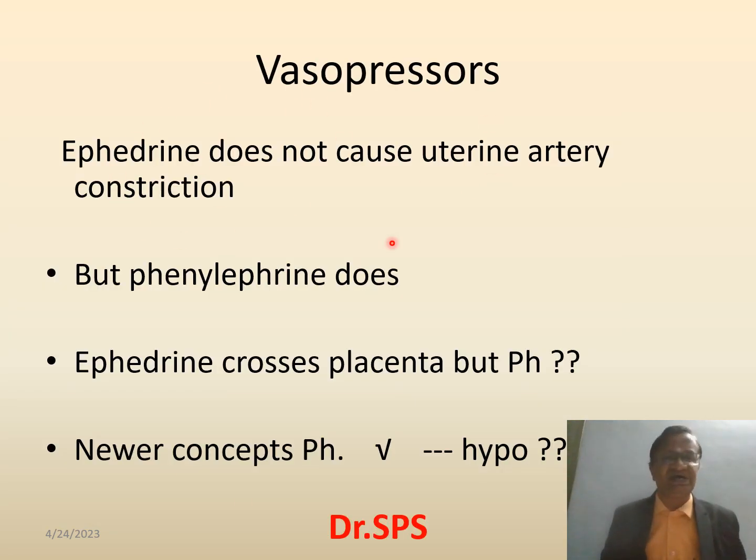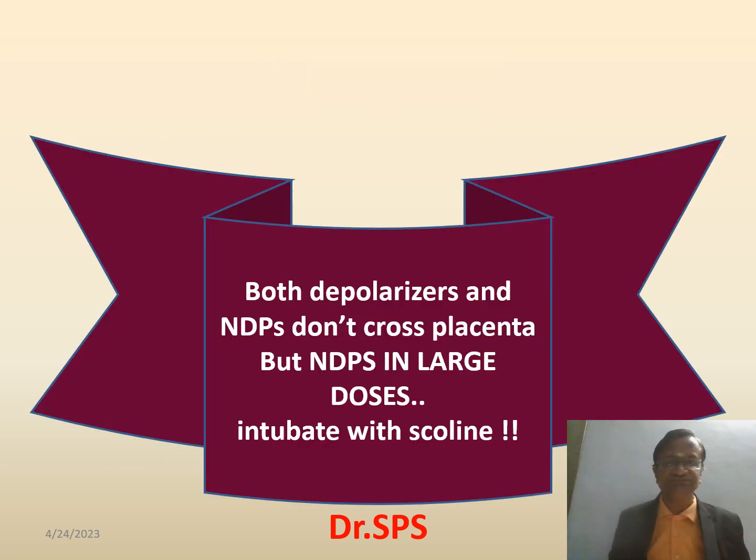If you go to vasopressors, ephedrine does not cause uterine artery constriction, but phenylephrine does. Ephedrine crosses the placenta, but phenylephrine, query. So in neural concepts, phenylephrine is supposed to be better in treating hypotension, but ephedrine is still used. Decades it has been used.